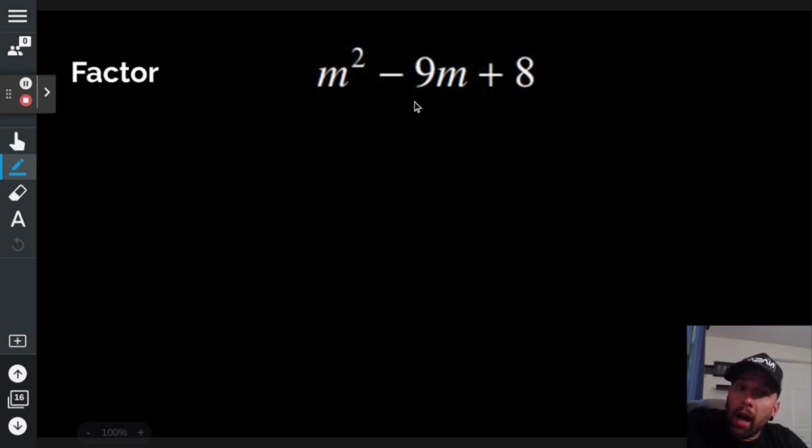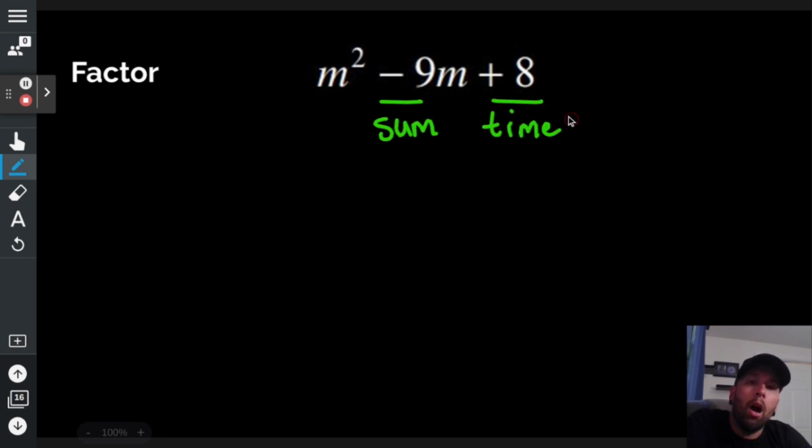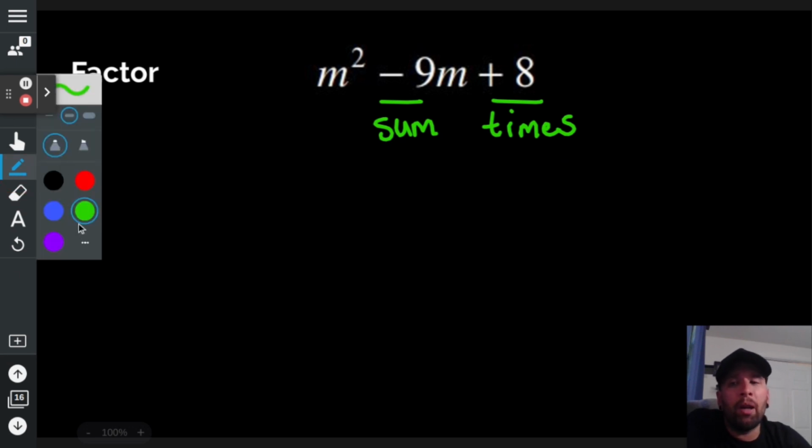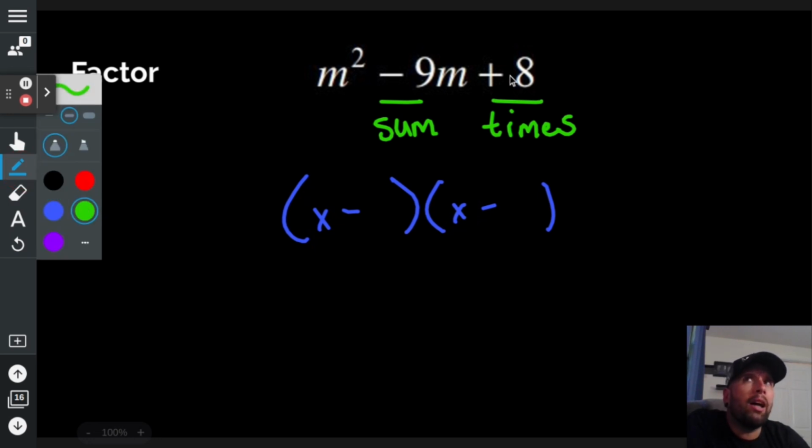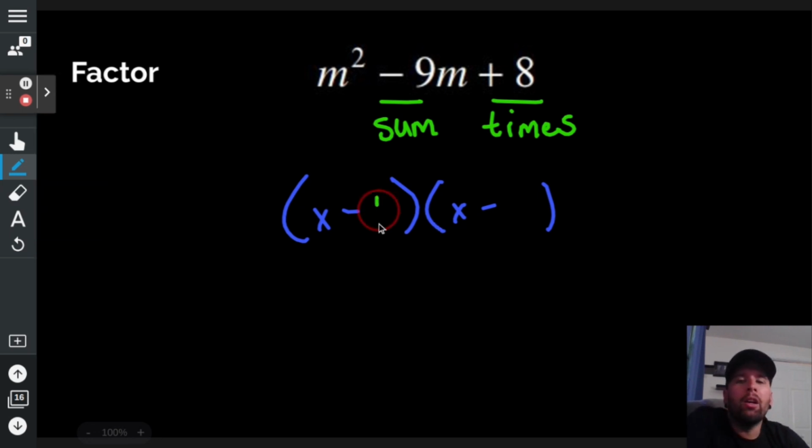It's a quadratic. I need to come up with two numbers whose sum is -9 and whose product is +8. Oh, they multiply to a positive but add up to a negative. That means they're both going to be negatives. Okay. Two numbers that multiply out to 8: 4 and 2. -4 plus -2 is -6. No. How about 1 and 8? -1 plus -8 is -9, so 1 and 8 it is. The order doesn't really matter. If I put x minus 8, x minus 1, good to go.